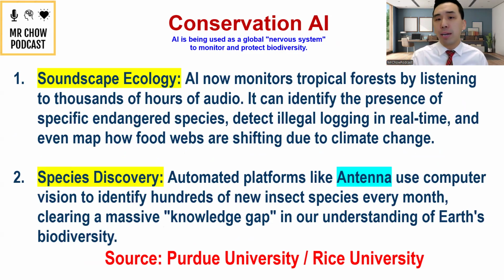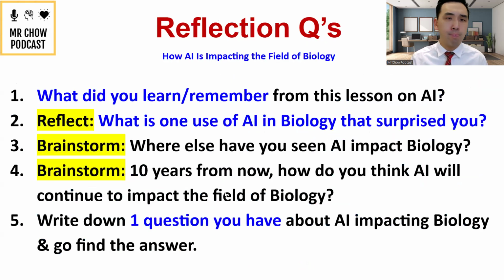Species discovery automated platforms, and I've never used this, you can look it up, like Antenna, use computer vision to identify hundreds of new insect species every month, a massive knowledge gap in our understanding of Earth's biodiversity, incredible biodiversity.